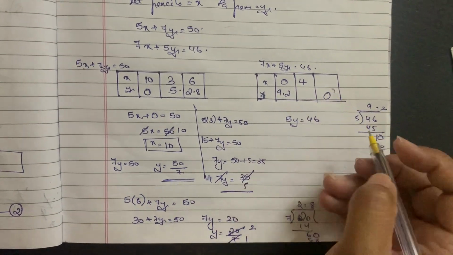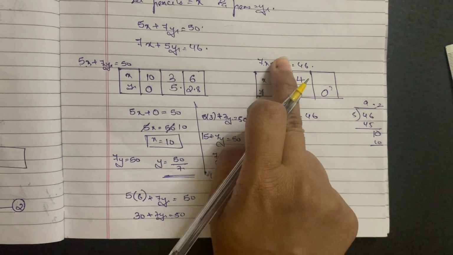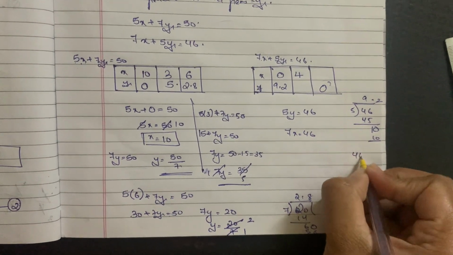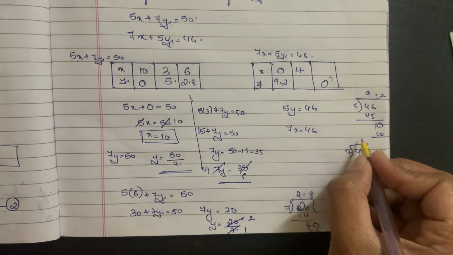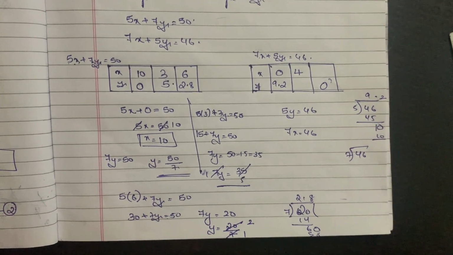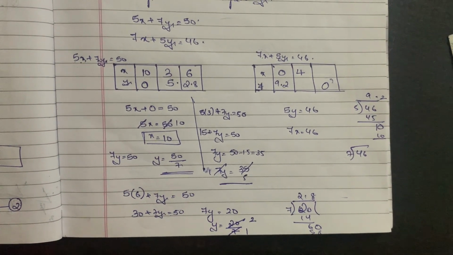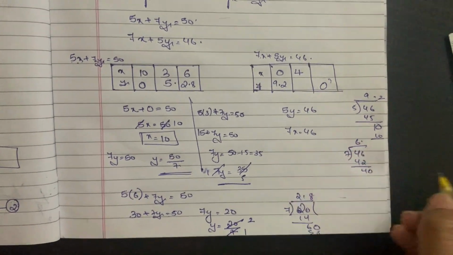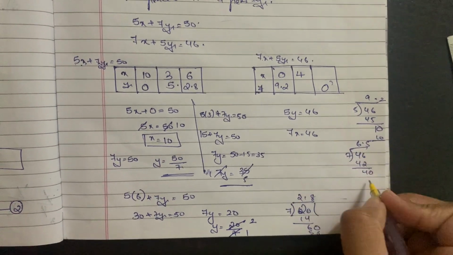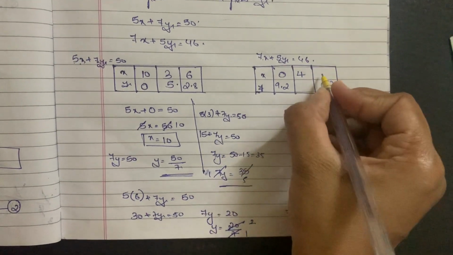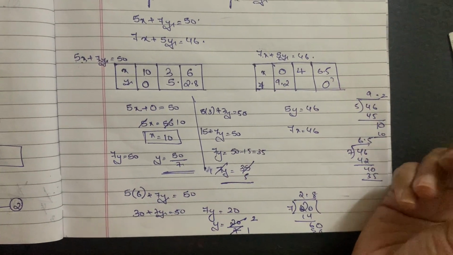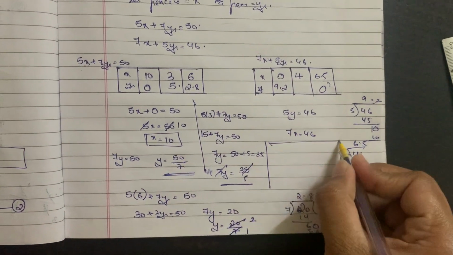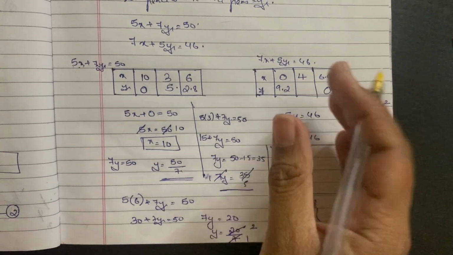Let's do the other one now. When y is 0, that part becomes 0, and you're left with 7x is equal to 46. Dividing 46 by 7, 7 6's are 42, leaving 4, put a decimal, take a 0, 7 5's are 35, finished. Stop at 6.5. Now this becomes a little bit lengthier to simplify.